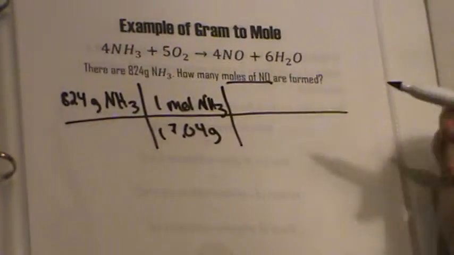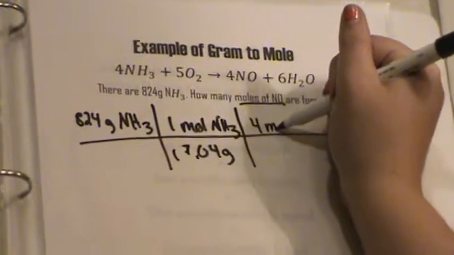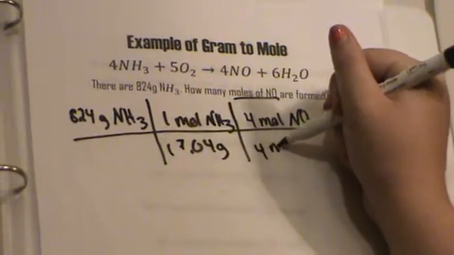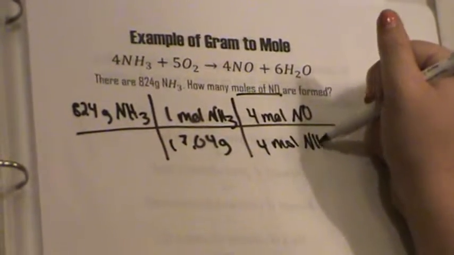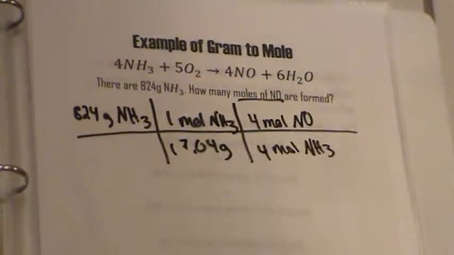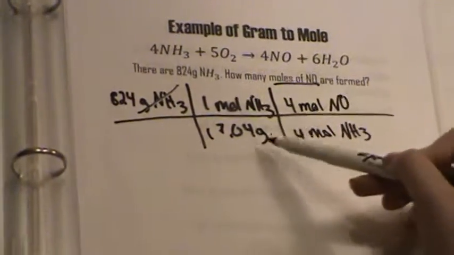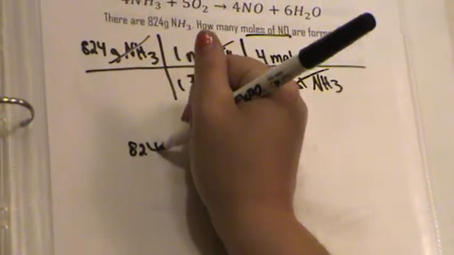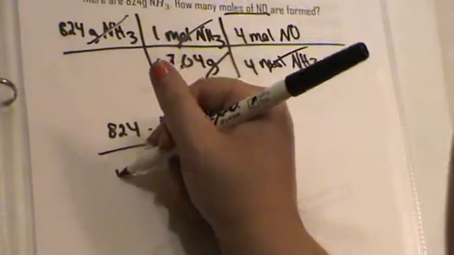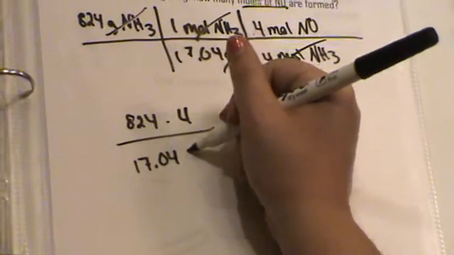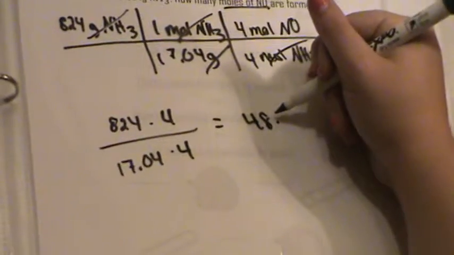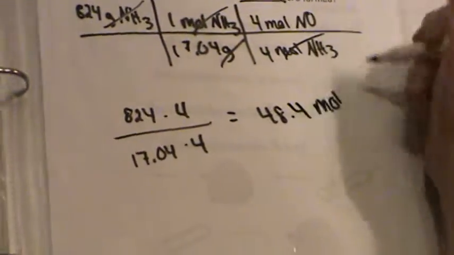And then you use the mole ratio. So you have 4 moles of this and 4 moles of that. So your grams cancel with your grams and your moles cancel with your moles. So you're left with 824 times 4 over 17.04 times 4, which is 48.4 moles.